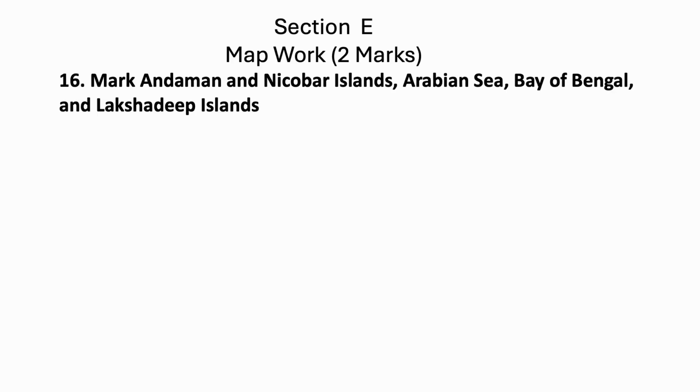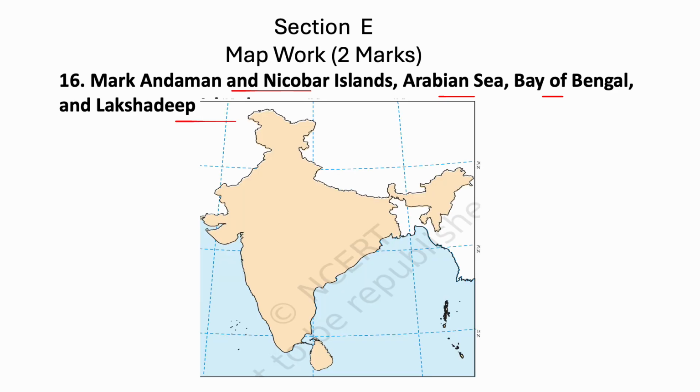Next, we have map work, 2 marks. Mark Andaman and Nicobar Islands, then Arabian Sea, Bay of Bengal, and Lakshadweep Islands. So, in this map, you have to mark here. You have to mark Arabian Sea, then here Bay of Bengal, then here Lakshadweep Islands, then Andaman and Nicobar Islands here.